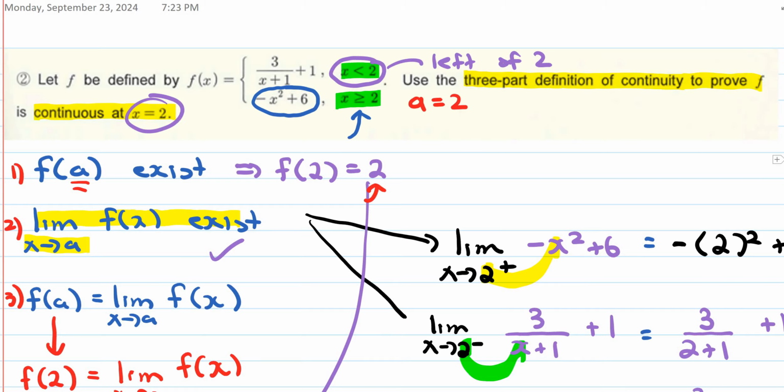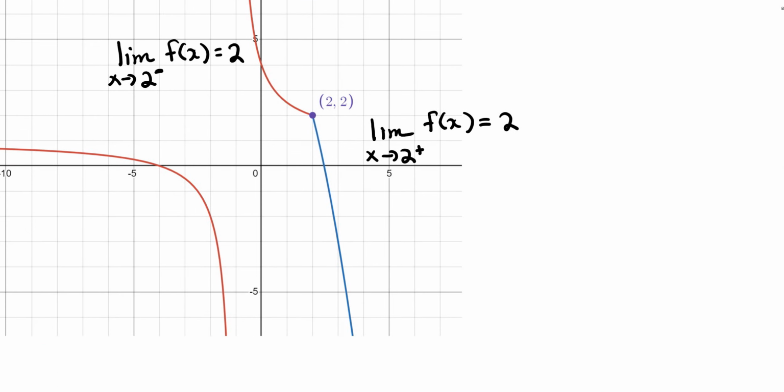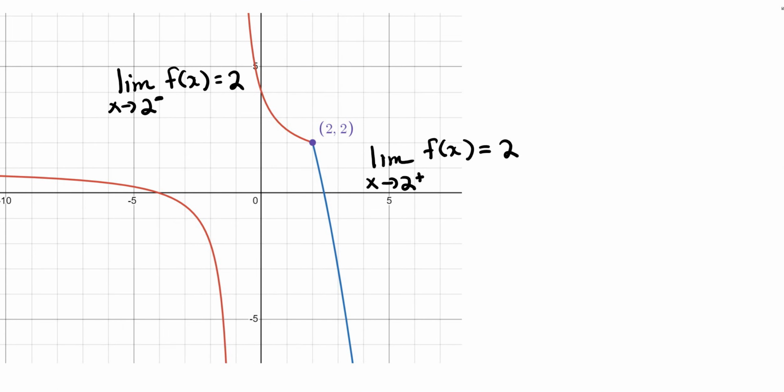Just to finish up, here's my graph and here's my function, and clearly at this particular point, it is continuous when x equals 2. The left-hand limit and the right-hand limit are both equal to a height of 2 there. So that pretty much confirms that this function is continuous.